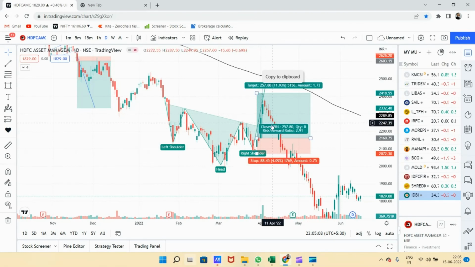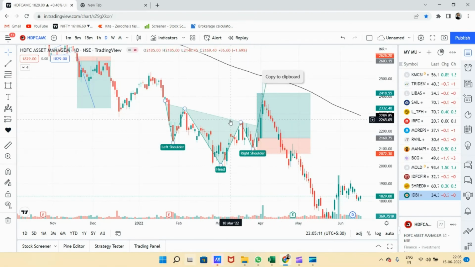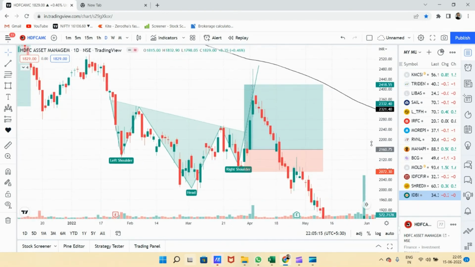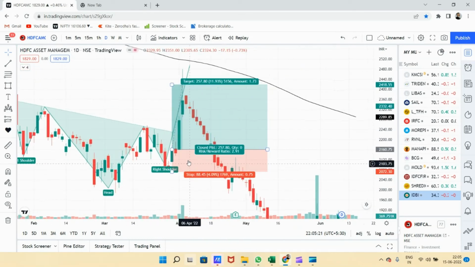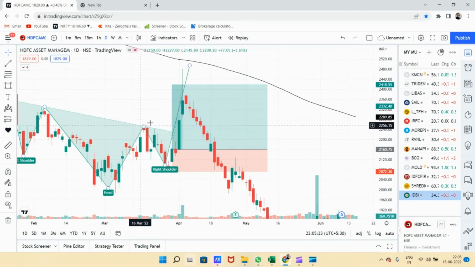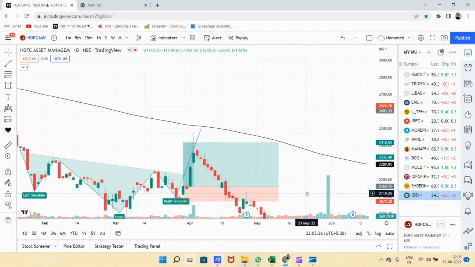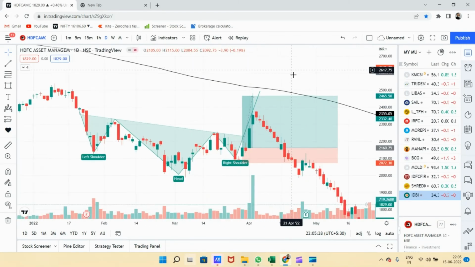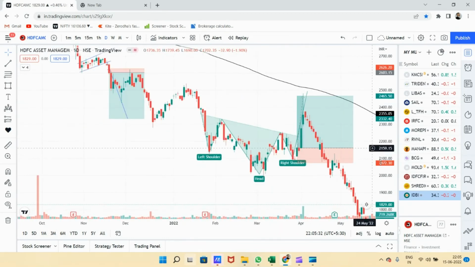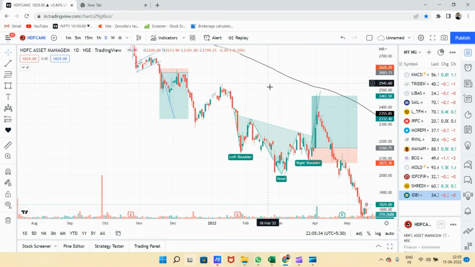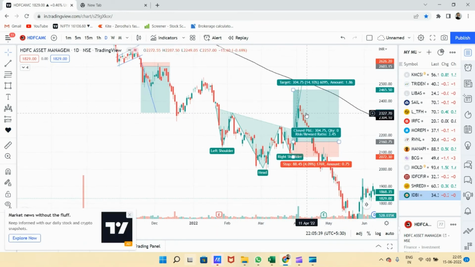This pattern is only valid after the neckline gets broken out, until then the pattern is not valid and it will hit my stop loss, but my stop loss is very low. I'm okay with that. Surprisingly, it broke out of this neckline and reached the target exactly. See this, guys, 1 is to 3.4. This is a damn good risk reward. As I told you, book the profit here and it comes down, down, down. This is the beauty of this pattern, guys.